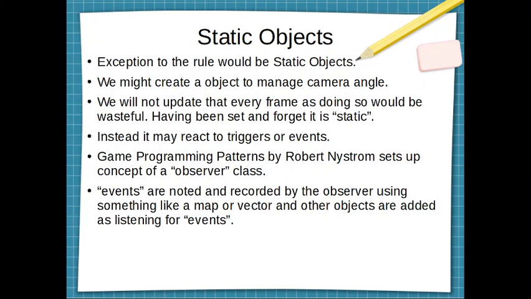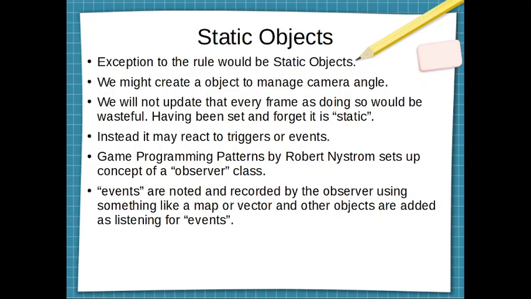Now, we say everything in your game can be thought of as an object, and this can be surprising things like the camera angle and things like that. Objects which you set and leave in place are called static objects, but often we will still think of events and triggers that have to do with those other objects.